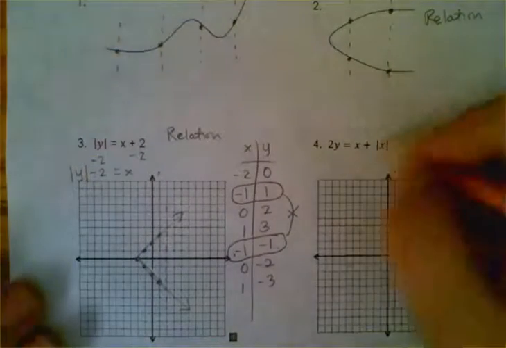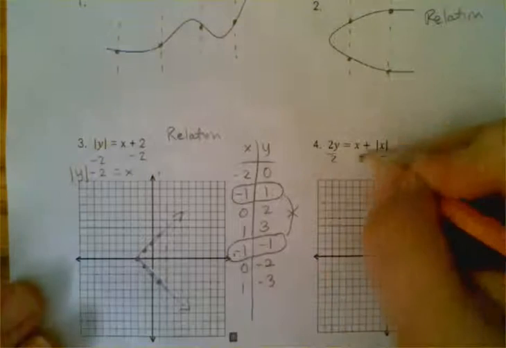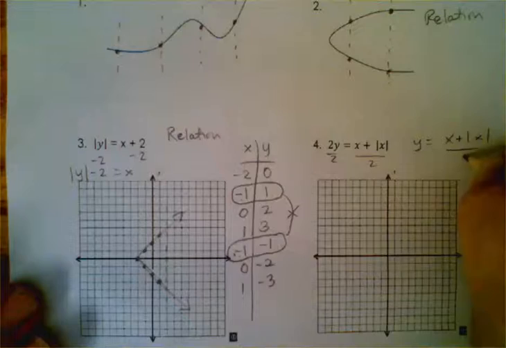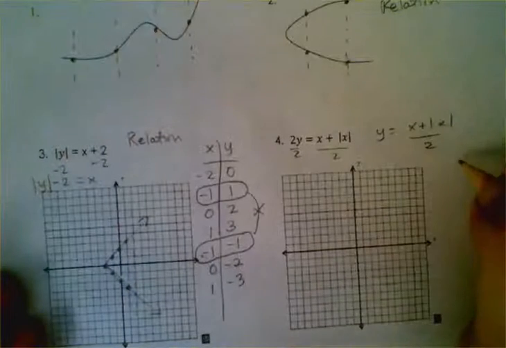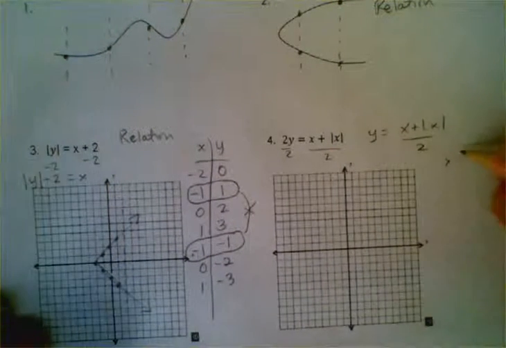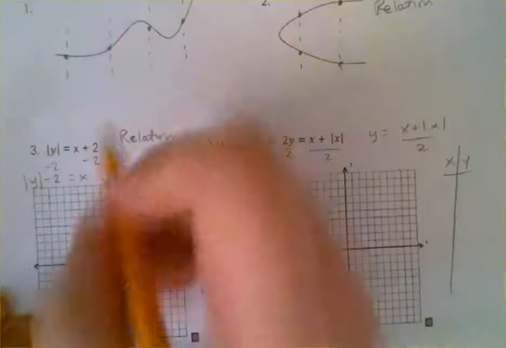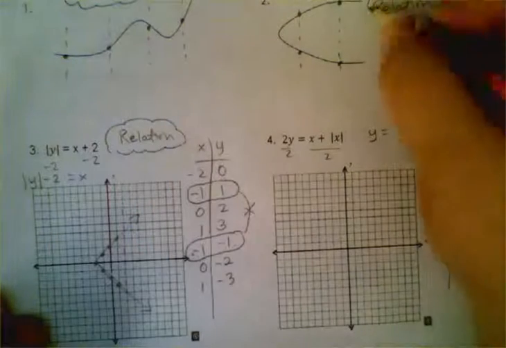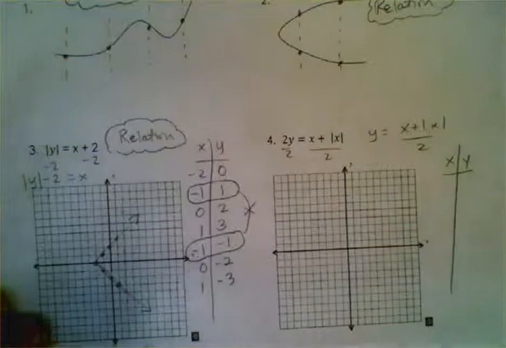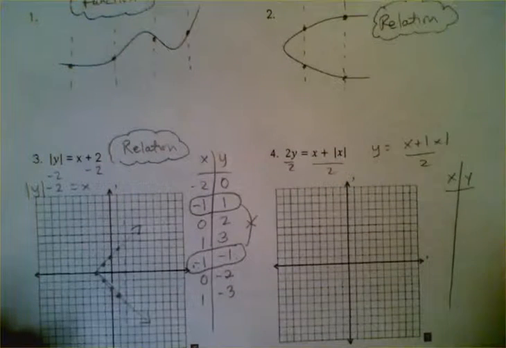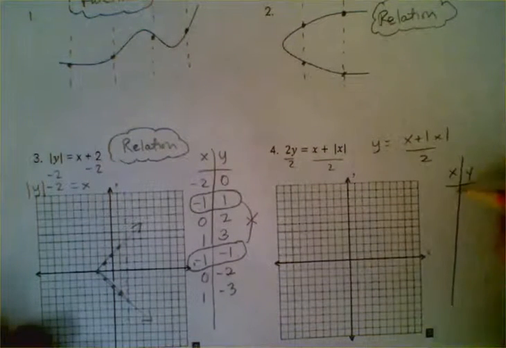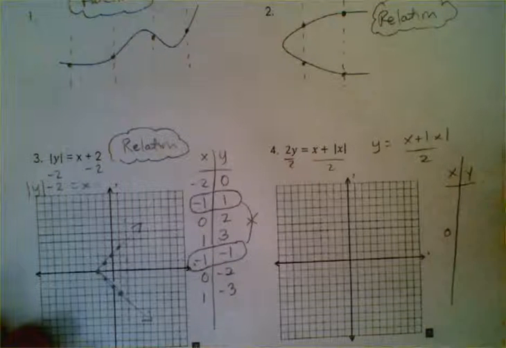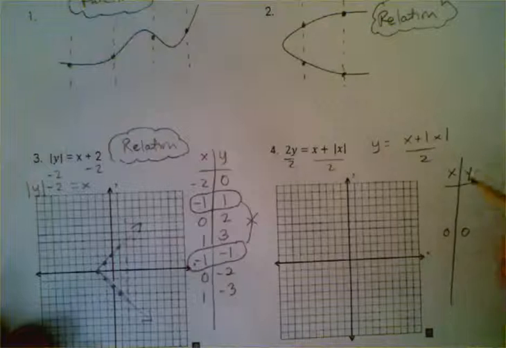Okay, number 2. I'm going to solve for y here. I'll just divide by 2. So I got y equals x plus absolute value of x all over 2. So let me make an input-output table here. Now let's pick some x's. We'll start at 0 in the middle. Sometimes that helps me go both ways. Put in 0, I get out 0.